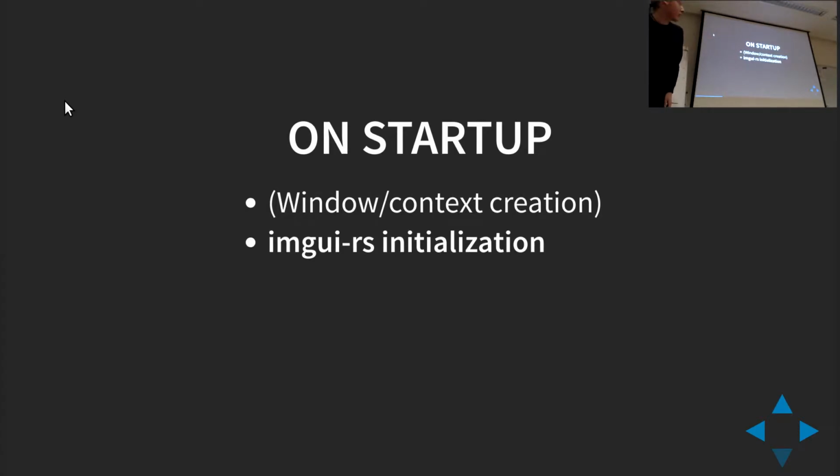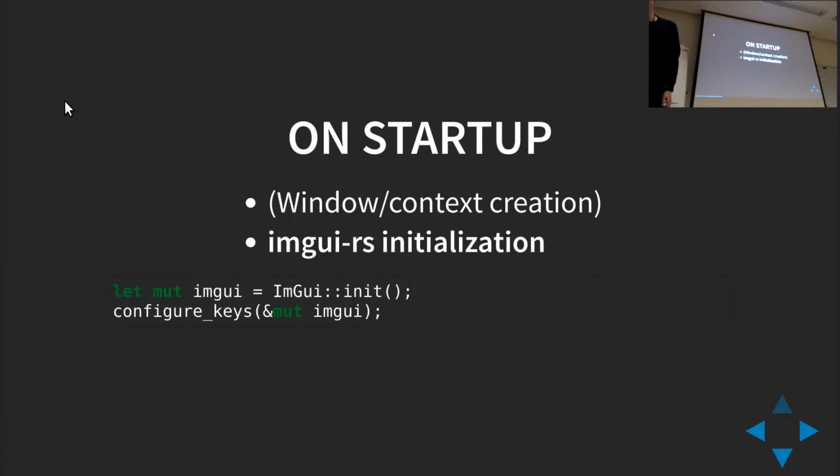Then we have the actual initialization of the library, which is very simple. You just call init. And actually, you also need to configure some keys. I don't have the code here, but basically the idea is that IMGUI has certain keyboard shortcuts and things like that, so it needs to know what it means to press the Control key, for example.